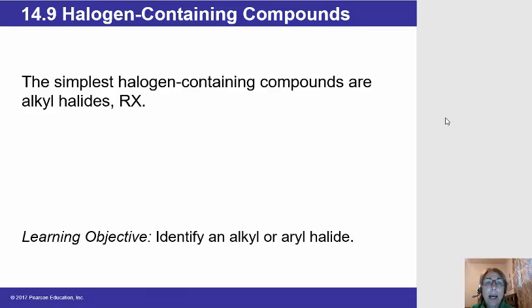then 1,2-dihaloalkanes were formed. So we've seen these already. We're just going to look in a little bit more detail at their nomenclature.